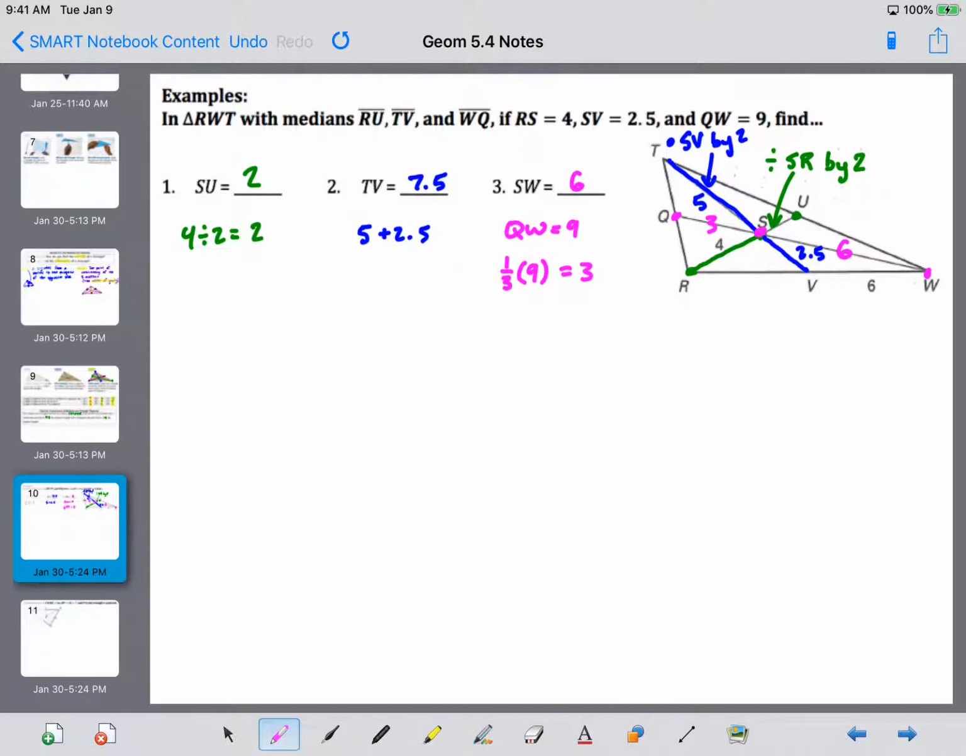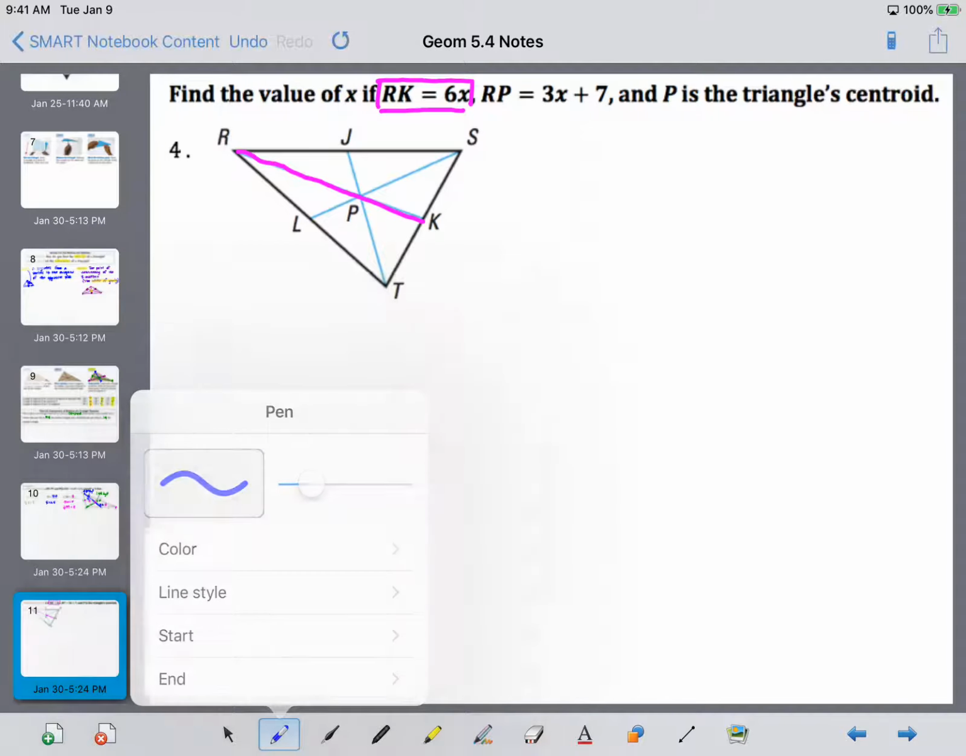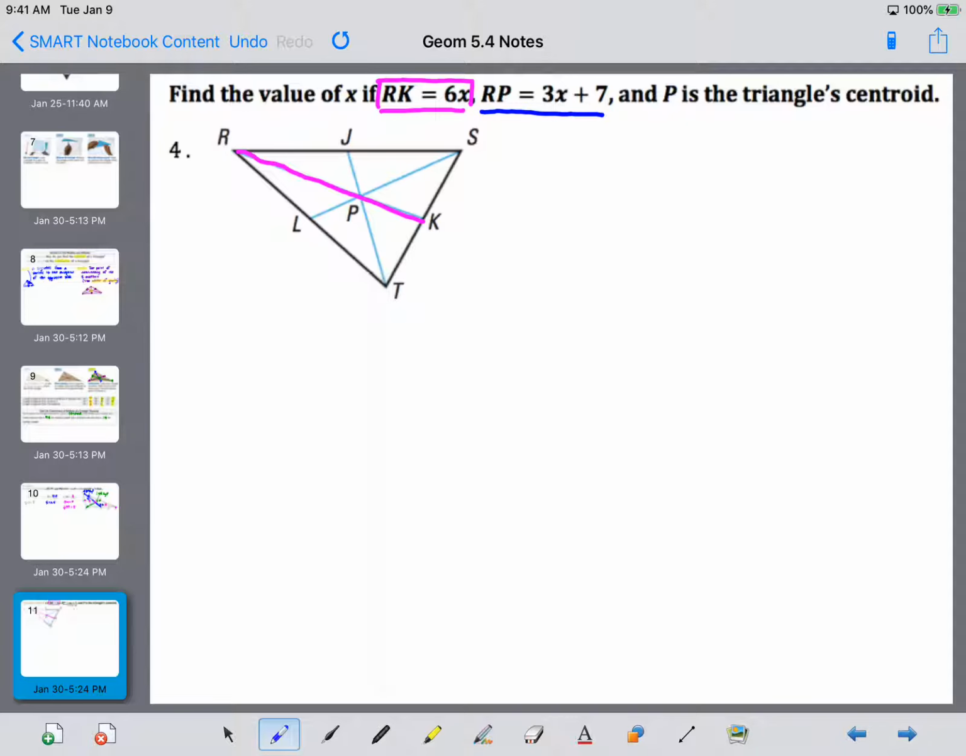So now we're going to throw in some algebra here. We're asked to find the value of x if RK is 6x and RP is 3x plus 7 and P is the triangle's centroid. All right, well, RK is 6x, and that's this entire median here. And then they tell us that from R to P is 3x plus 7. So that's just from here to the centroid.